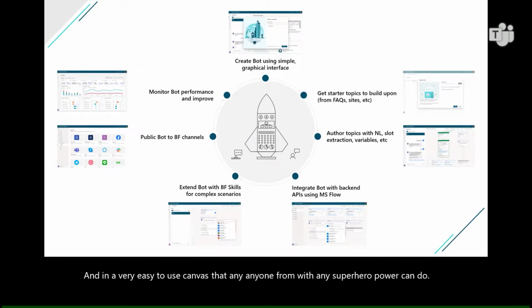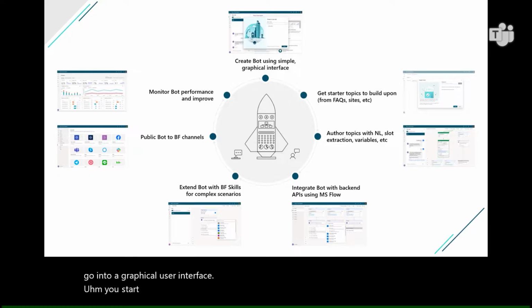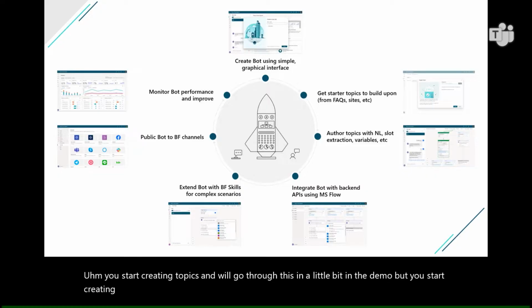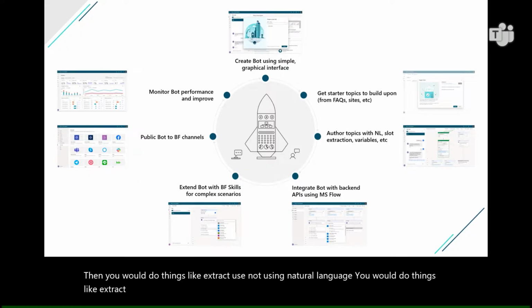Getting started creating your bot is actually pretty simple. What you would do is you go into a graphical user interface. You start creating topics, and we'll go through this in a little bit in the demo. Topics are utterances and trigger words that you would use to initiate your bot. Then you would do things like extract, using natural language, variables or other services and topics on top.